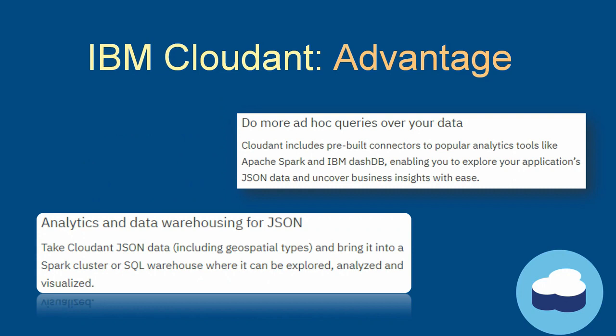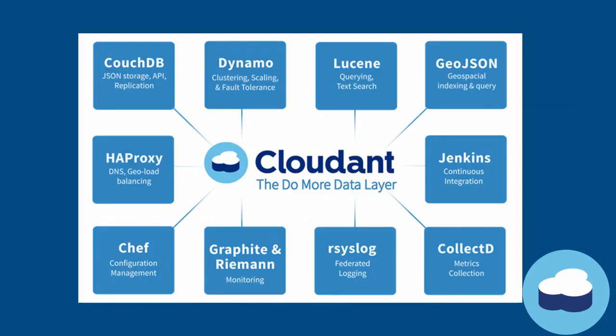We have JSON warehousing facility for geospatial types and other types, bringing it into a Spark cluster with SQL warehouse where it could be explored, analyzed, and visualized. We have various options with Cloud End. We can do more like data layer.